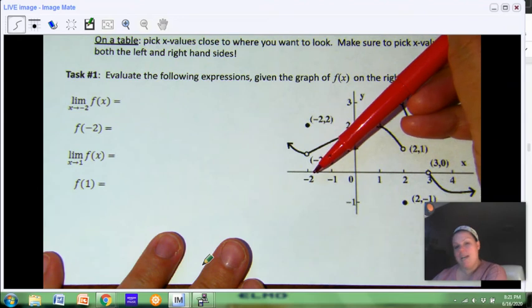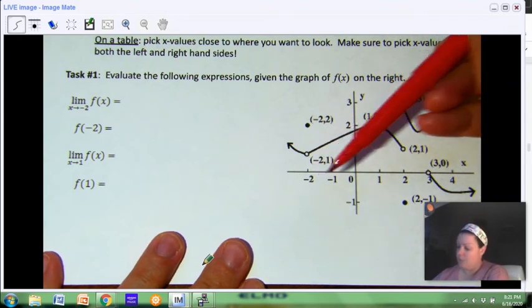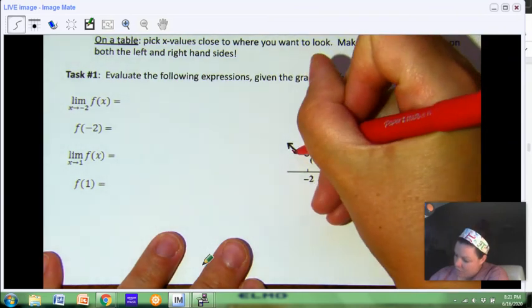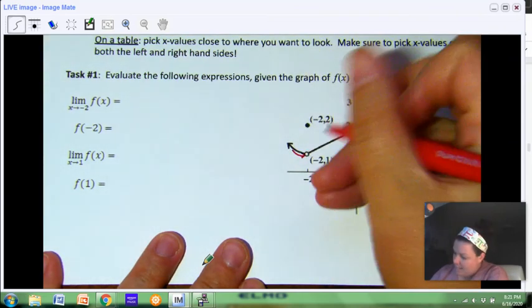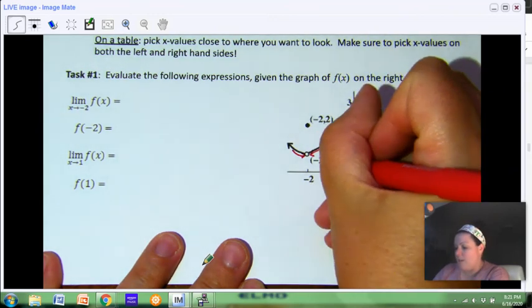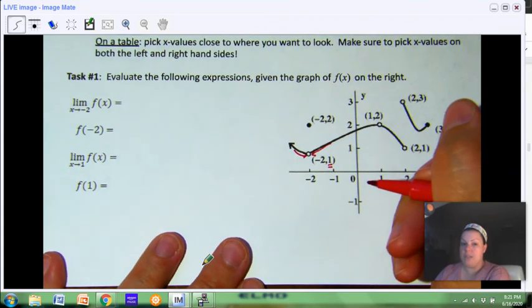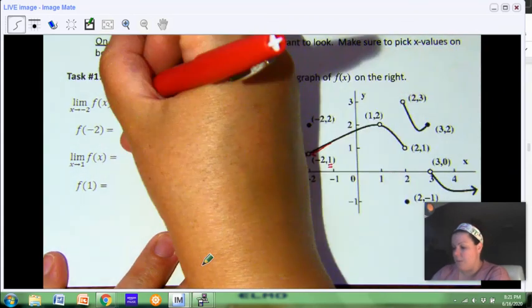And what I'm going to take a look at is what does the function do as we get closer to -2. So from the left, the function is kind of approaching this hole. And from the right, the function is approaching that same hole, which has a y value of 1. So overall, the limit as x approaches -2 of f of x would have a value of 1.